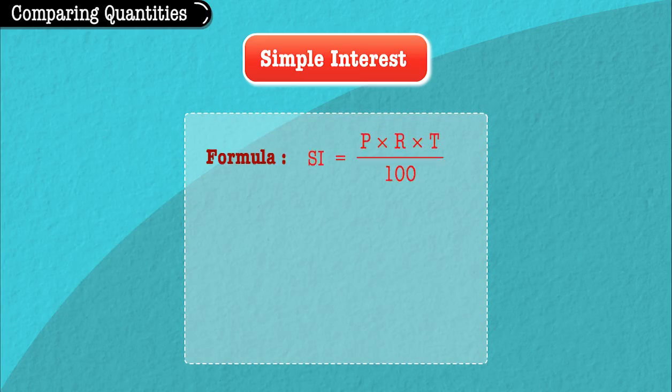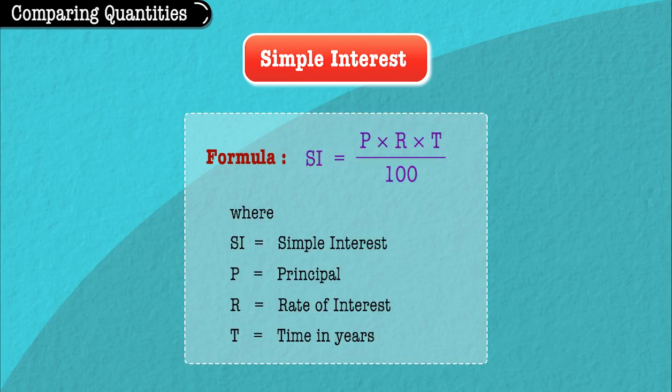The formula for the simple interest is given by: where SI stands for simple interest, P for principal money borrowed, R for rate of interest, and T stands for time in years.